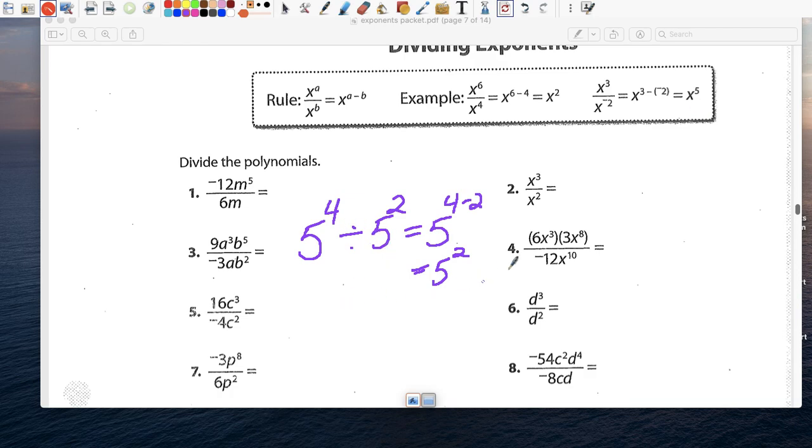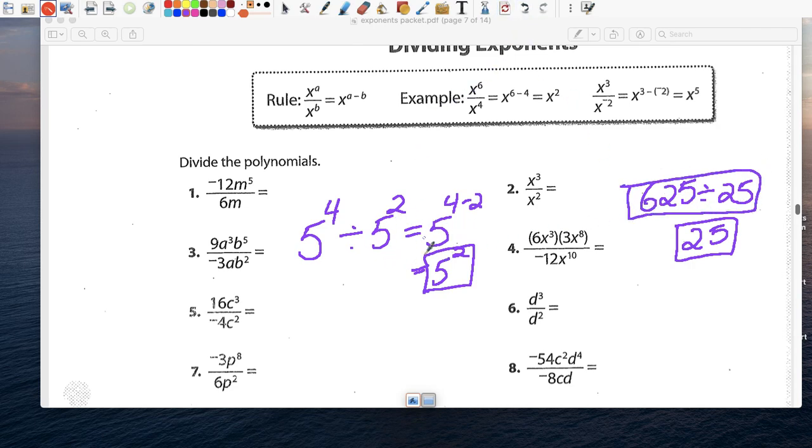5 to the 4th power is 625. 5 to the 2nd power is 25. And 625 divided by 25 is 25. Isn't 25 the same thing as 5 squared? Right? So again, we're not asking you to change it to standard form. We're just asking you to do the problem and leave it in exponential form. All right, so that's that.